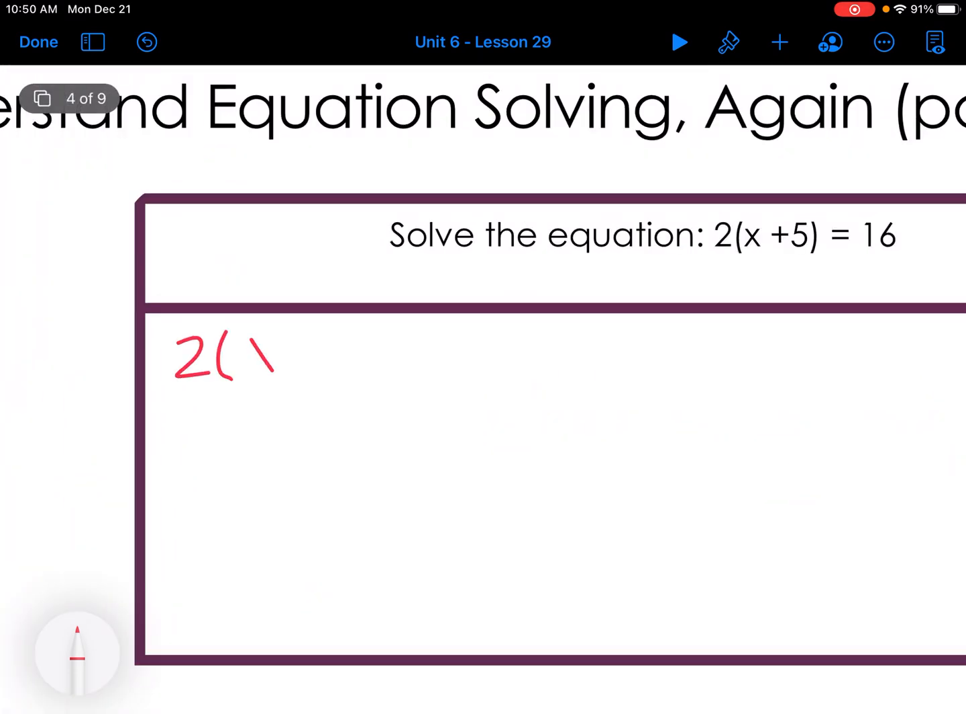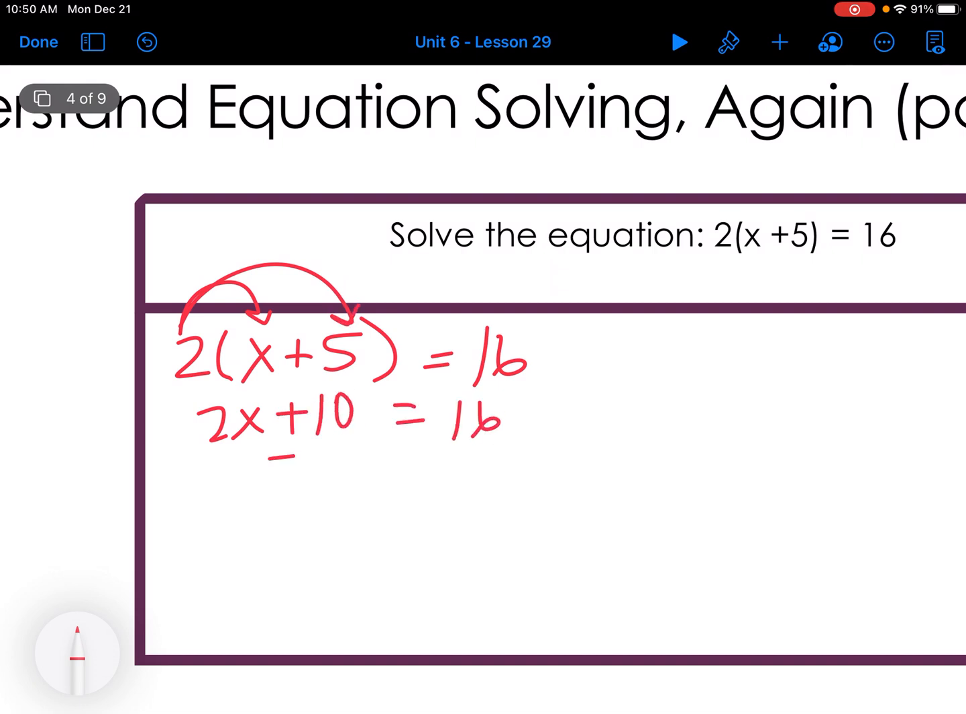So 2 parentheses x plus 5 equals 16. So 2 times x is 2x. 2 times 5 is 10 equals 16. I zero out first, just like I did in my diagram.